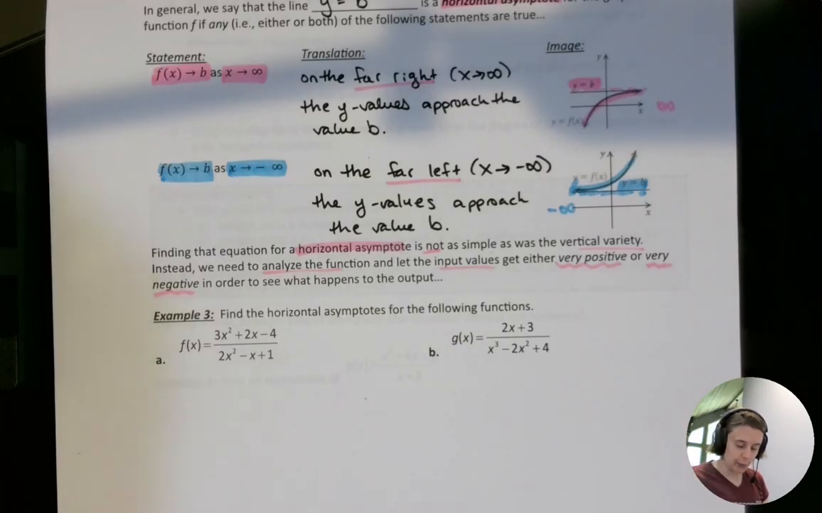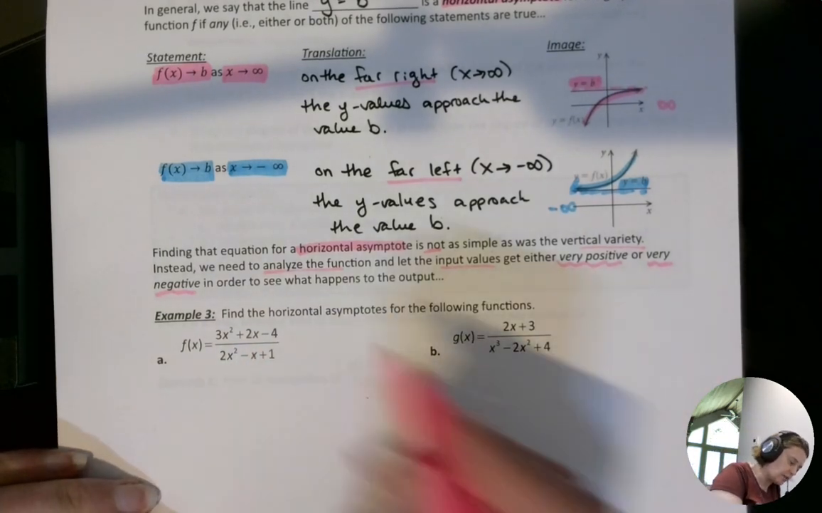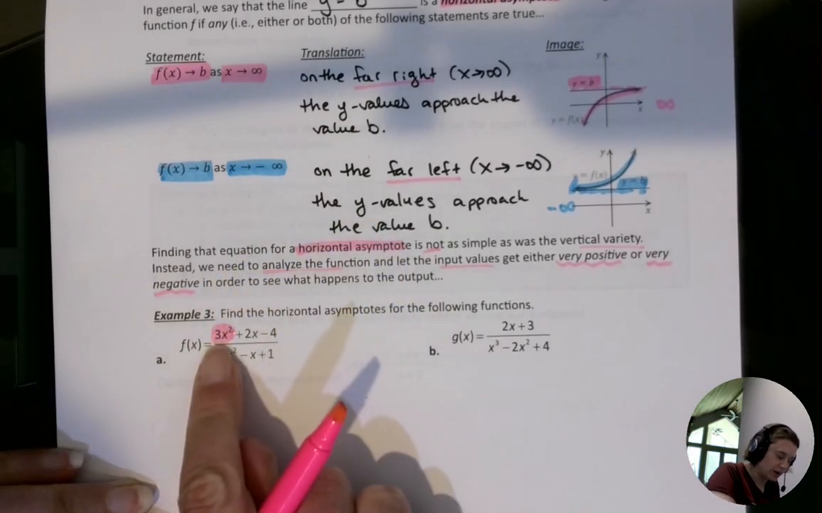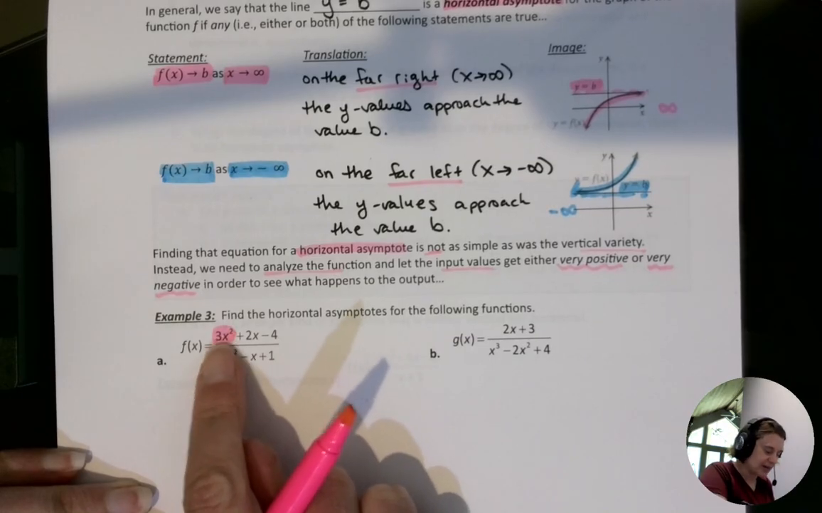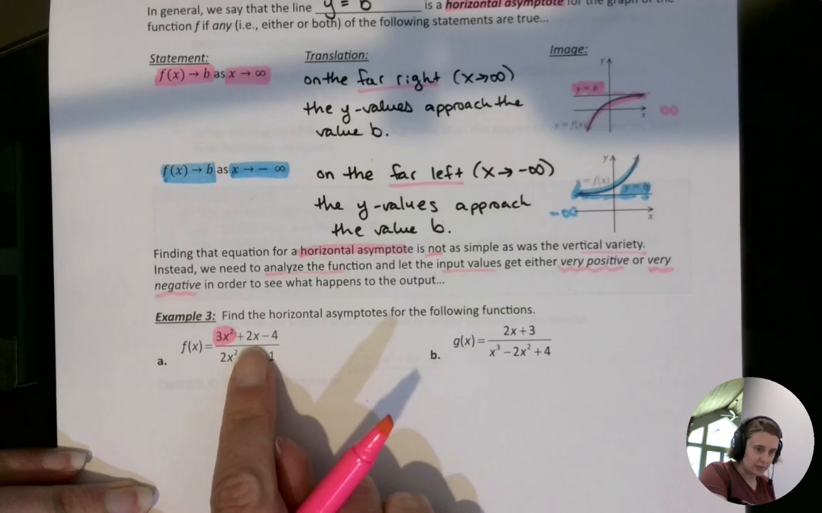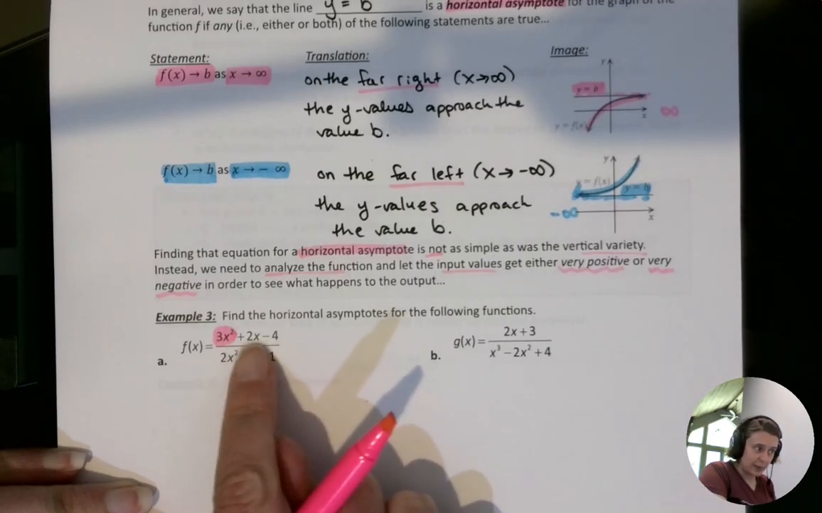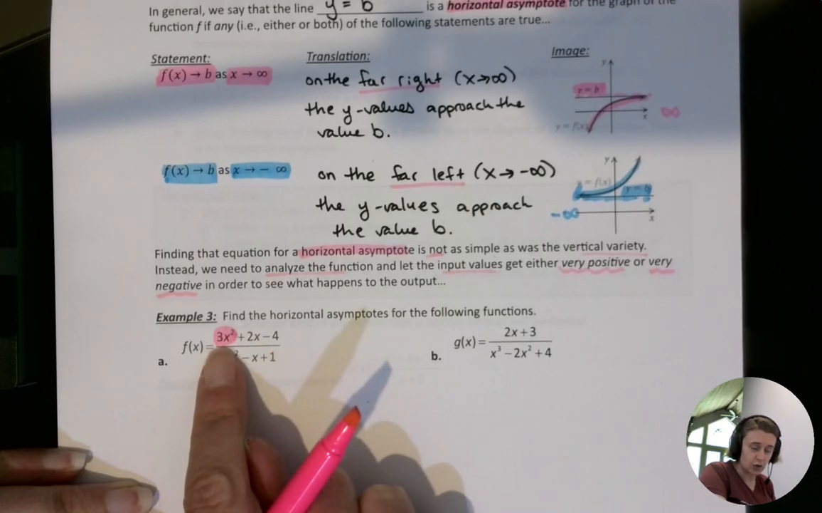If we input really big numbers for x, we're going to find that the dominant term in the numerator is going to be the 3x squared term. Imagine plugging in 10. When you take 3 times 10 squared, that term becomes 300, plus 2 times 10, that's 20, minus 4. These aren't going to have as big of an impact on the numerator as the 3x squared term, the term that has the highest degree.